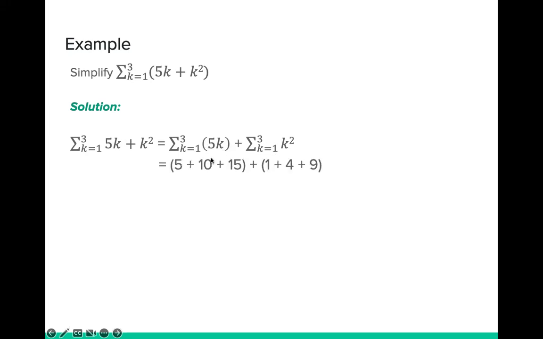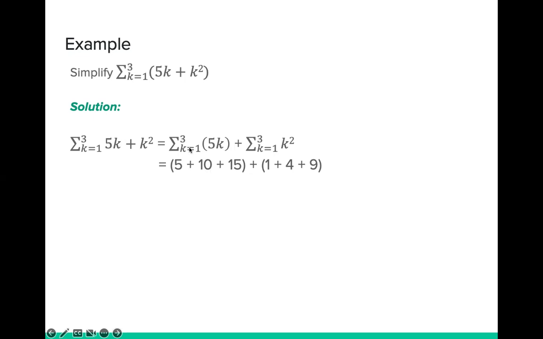Now, we can actually substitute the k here. So we have 5 plus 10 plus 15. With k equals 1 to 3, if k is equal to 1, that will be 5 times 1, so 5. If k is equal to 2, that will be 2 times 5, which is 10.